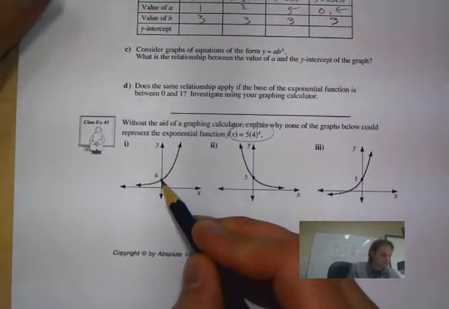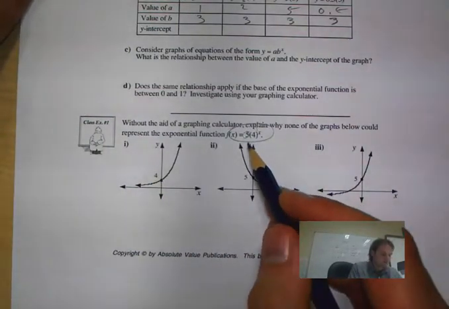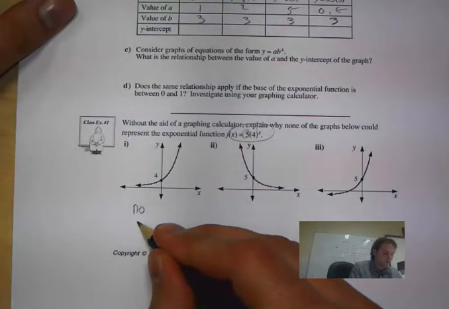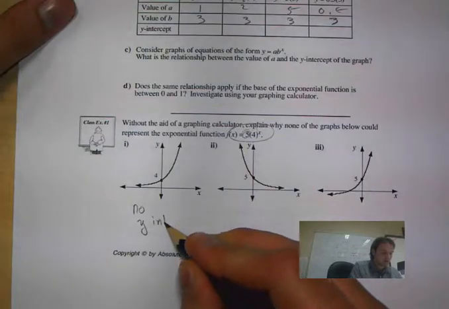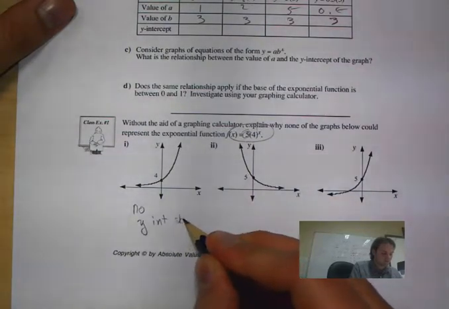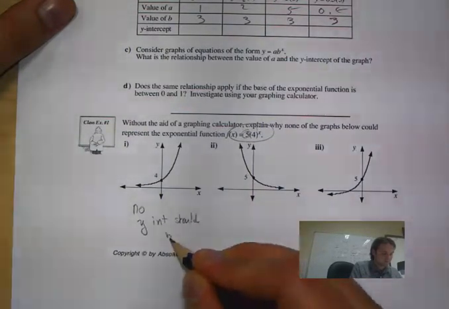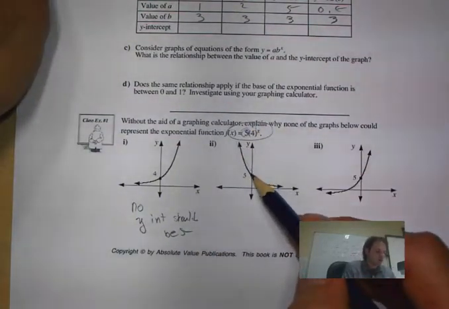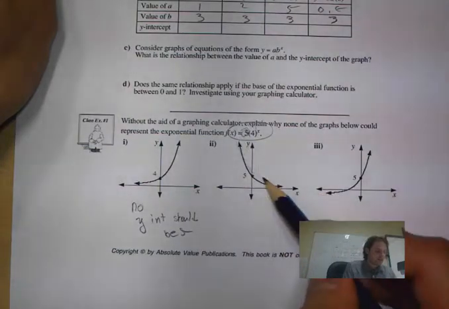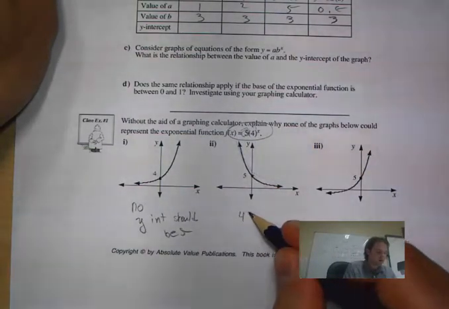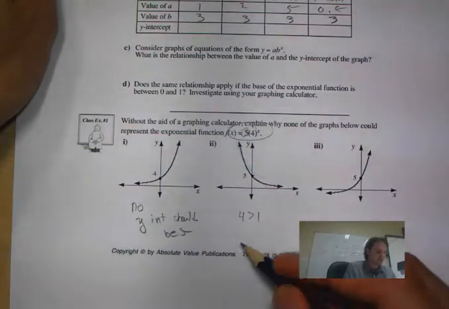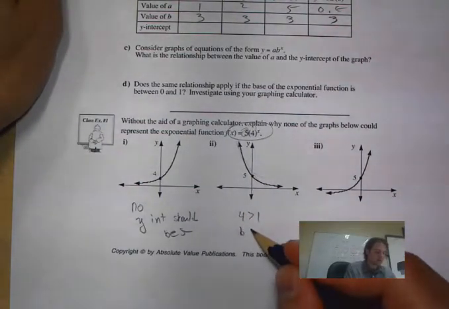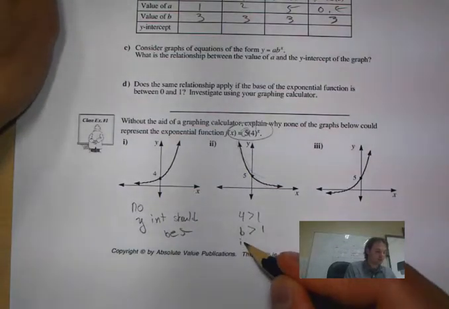So this one right here, I look at it, 5. Okay, so my y-intercept must be 5. Let's take a look at the second one, this one right here. Well, y-intercept's 5, but it's decreasing. So 4 is greater than 1, right? Therefore, my b is greater than 1, and it should be increasing.